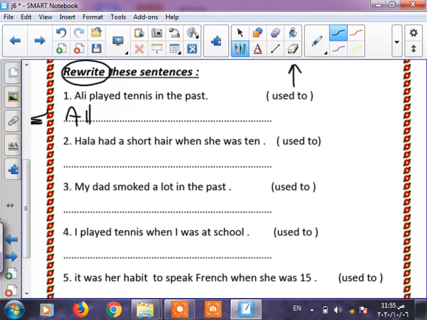Look at example number 3. My dad smoked a lot in the past. So his habit was what in the past? To smoke. So I write my dad used to, and after used to I put the verb infinitive. So I write smoked? No, I have to cross out the past. So used to smoke in the past.